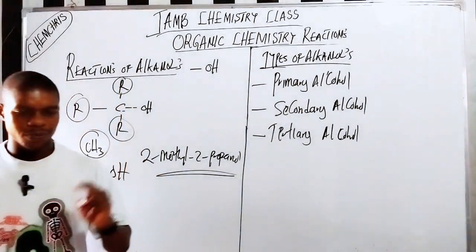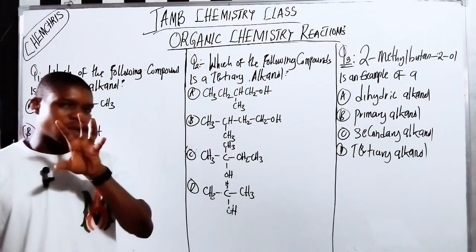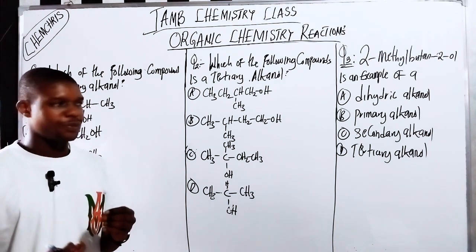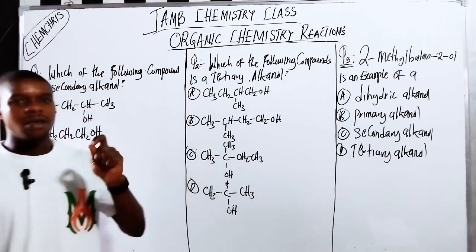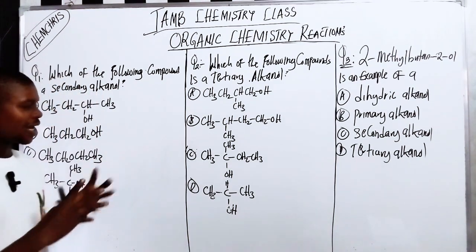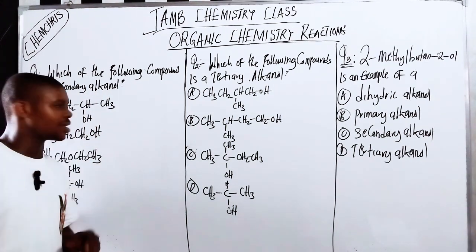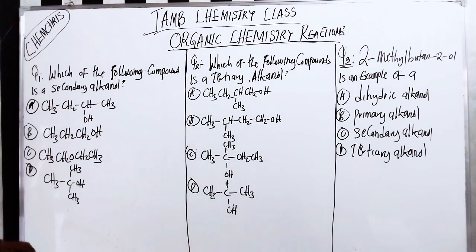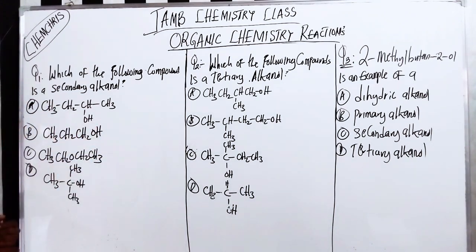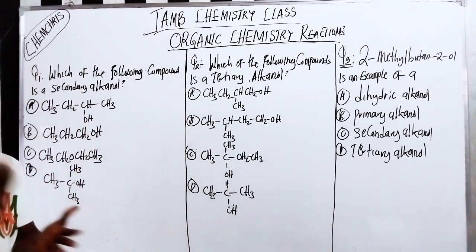So I want to take an example. Let's look at the ways and patterns in which you are going to see questions in your JAMB examination. We are trying to identify primary, secondary, and tertiary alcohol. So we have some questions on the board that we can use to understand it. Question 1: which of the following compounds is a secondary alcohol? So you should detect the secondary alcohol from the compounds I give to you. I want to analyze them one by one.